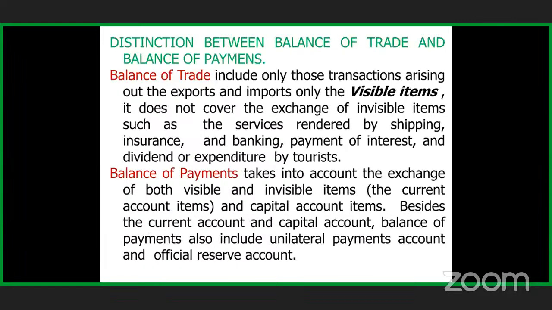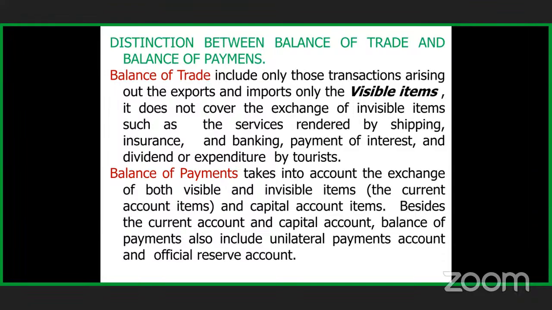So this is the difference between balance of trade and payments, whereas the balance of trade includes only those transactions arising out of the exports and imports, only the visible items. So it does not cover the transfers of invisible items such as services rendered by shipping, insurance, banking, and others. Whereas balance of payments takes into account the exchange of both visible and invisible items.